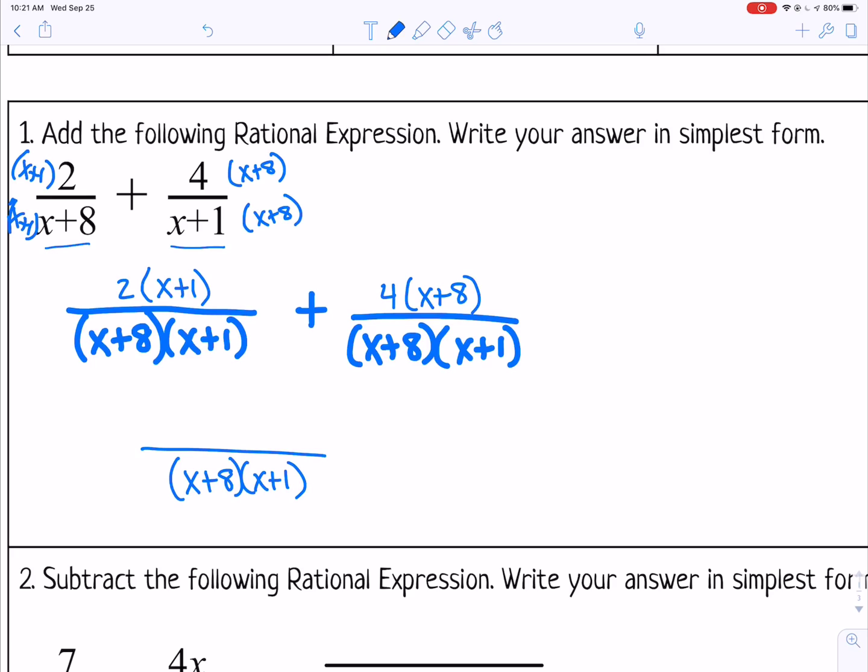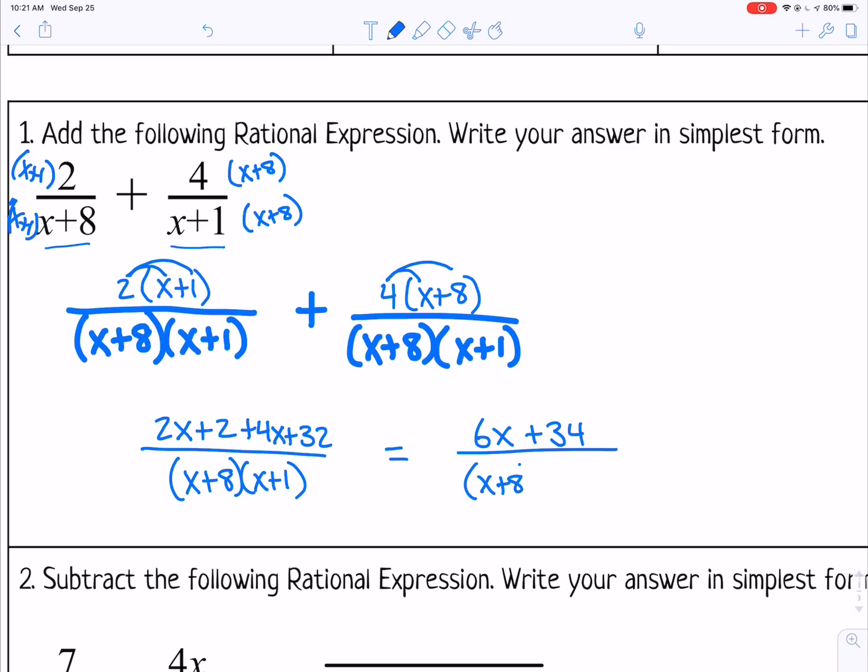Don't change it, just keep it like it is. And then we have 2 times x plus 1, so let's put 2x plus 2, which is what we get when we distribute the 2. Let's distribute the 4, so we get 4x plus 32. So now we just need to clean that up by combining like terms in the numerator. So we get 2x plus 4x is 6x, and then 2 plus 32 is 34.